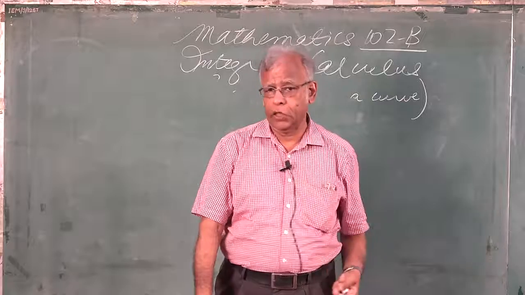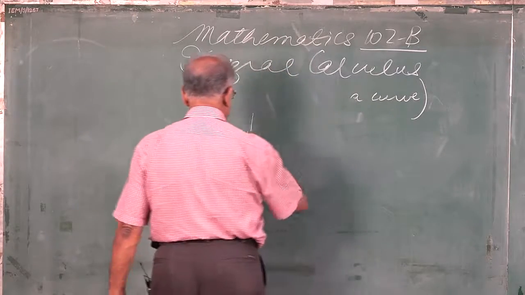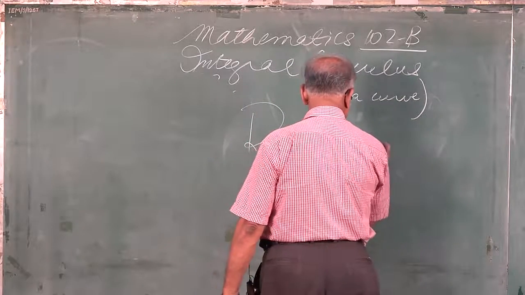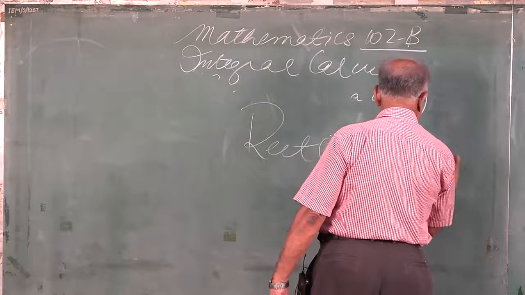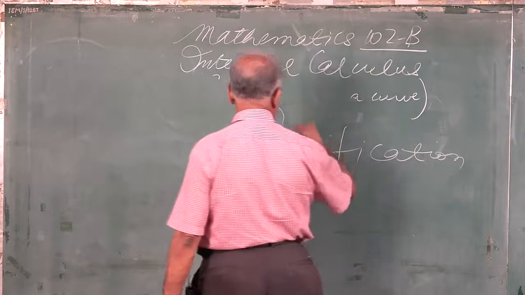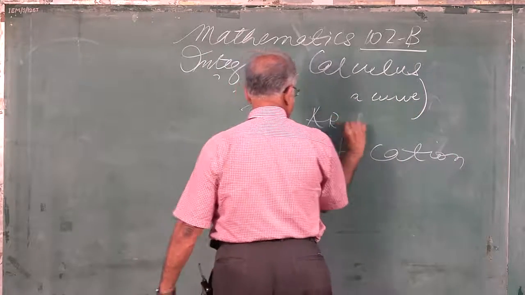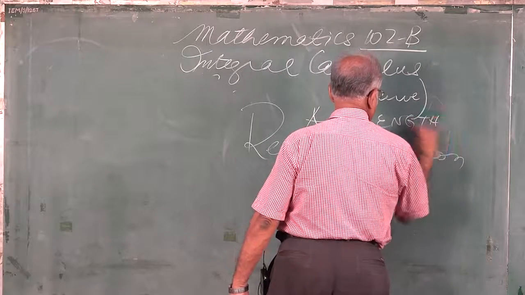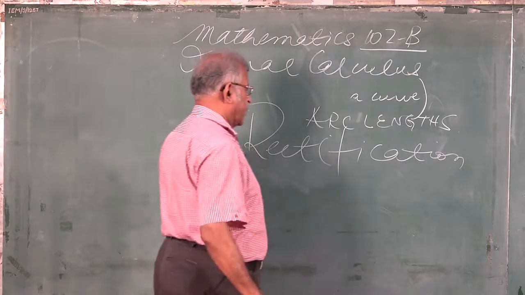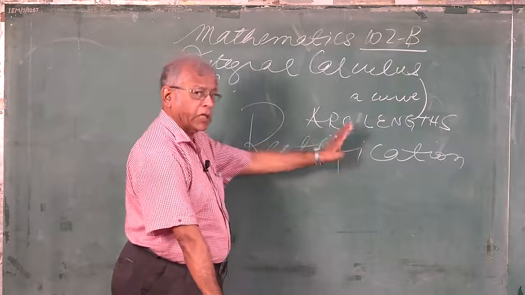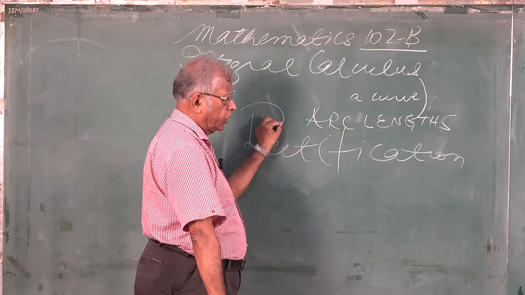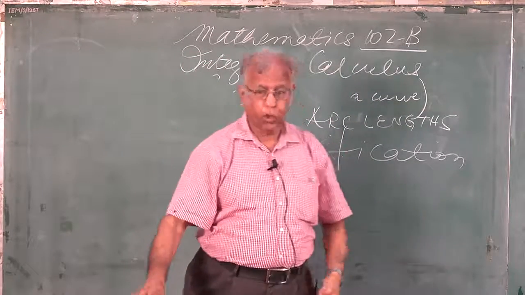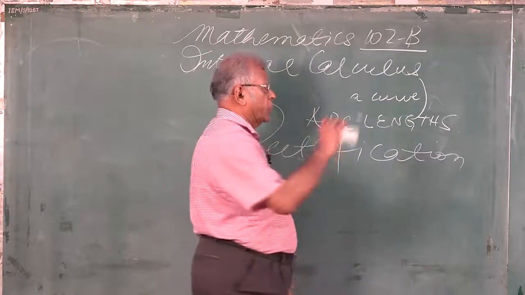That's called rectification. Rectification is the name given to finding arc lengths, lengths of curves from a certain point on the curve to another point. We will discuss all that in small steps. We are not likely to forget what we are planning to discuss.